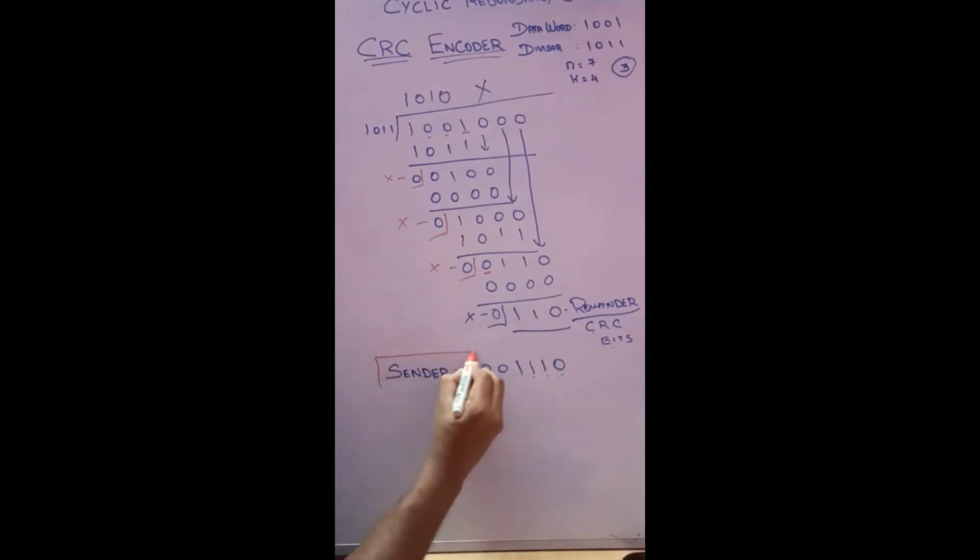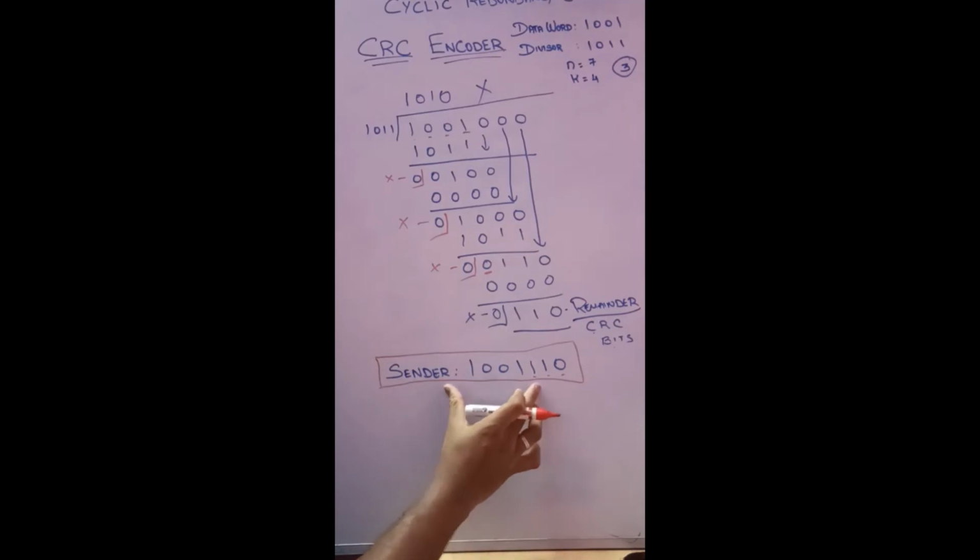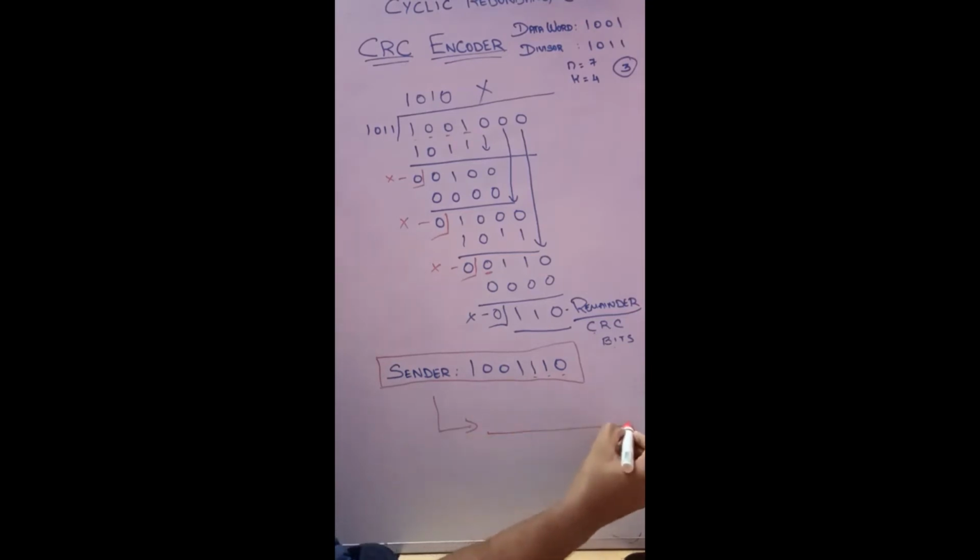So now from the sender, we are supposed to transmit this data, this code word, to the receiver. From the sender, this code word will be transmitted into the physical transmission medium to the receiver computer B.